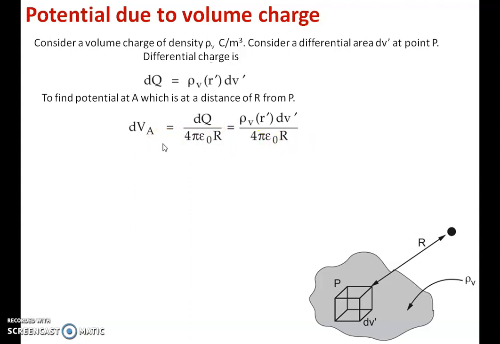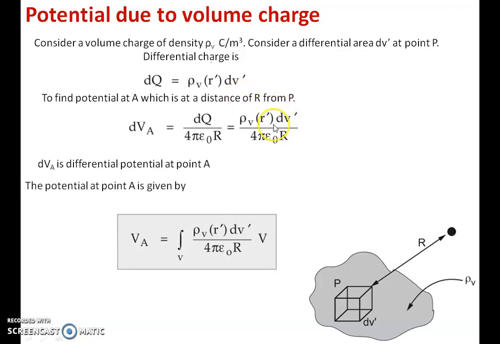Now I want to find the total potential at point A due to the whole volume. The volume has a charge density of rho v. If you consider a small volume, you know the potential produced by that small volume. To find the total potential produced by the total charge enclosed in this volume, we have to integrate dVA with respect to volume. So VA is equal to the volume integral of dVA, which can be written as the volume integral of rho v of r dash into dv dash divided by 4 pi epsilon naught into r.